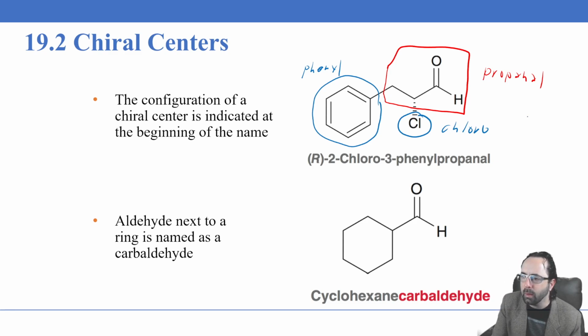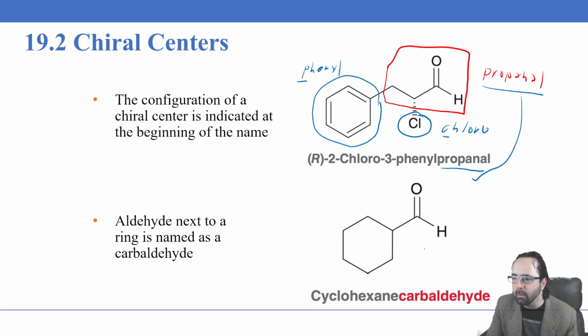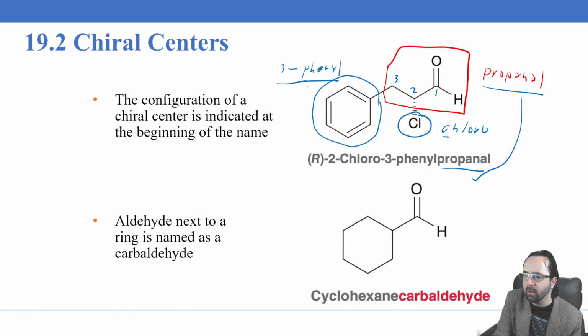We would end the name here with propanal. So this ending here will go right here, and then the chloro is going to be listed before the phenyl in the name because C comes before P in the alphabet. So we're going to number our carbons like this: 1, 2, 3. On the third carbon we have the phenyl group, so we're going to say 3-phenyl. This part right here is going to go right here.